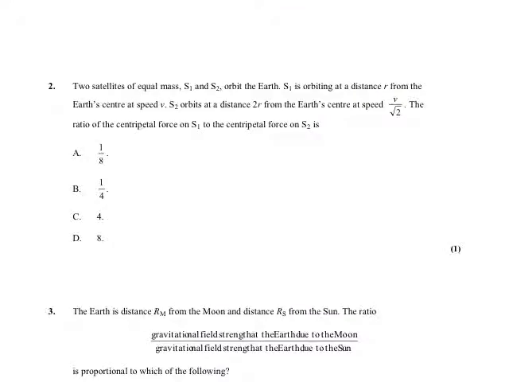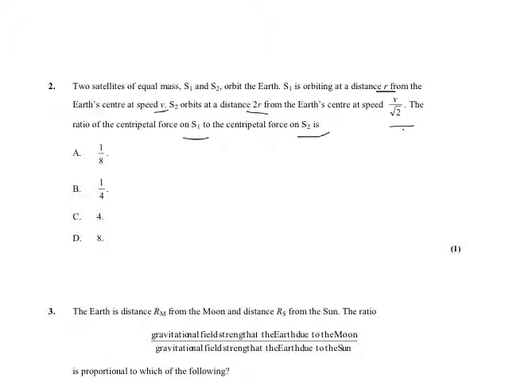So two satellites of equal mass, S1 and S2, orbit at a distance r from the Earth's centre at speed v. S2 orbits at distance 2r from the Earth's centre at speed v over square root 2. The ratio of the centripetal force on S1 to the centripetal force on S2 is one of these.